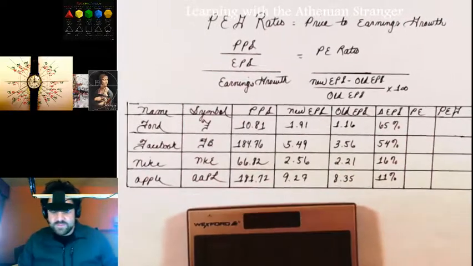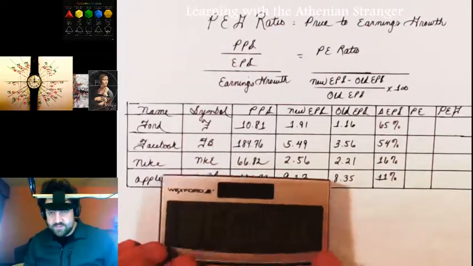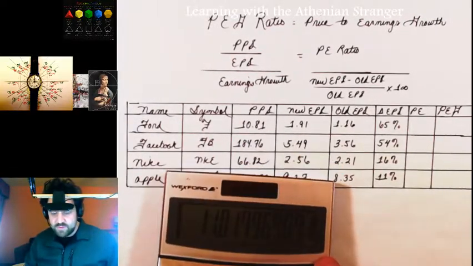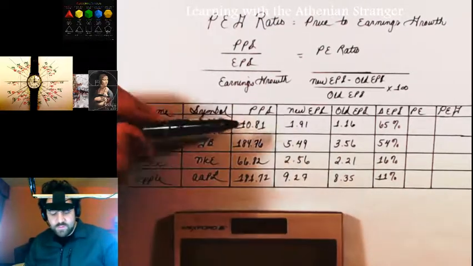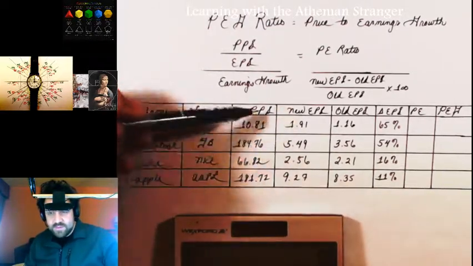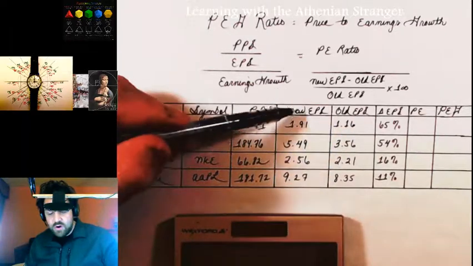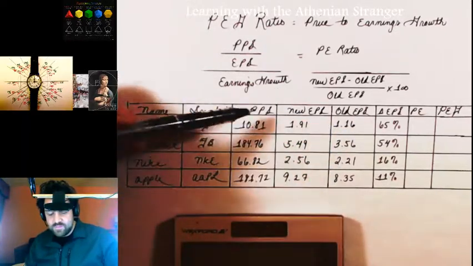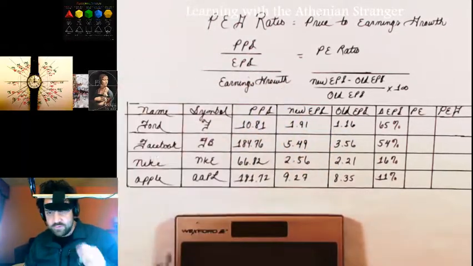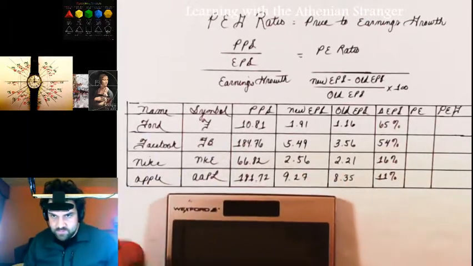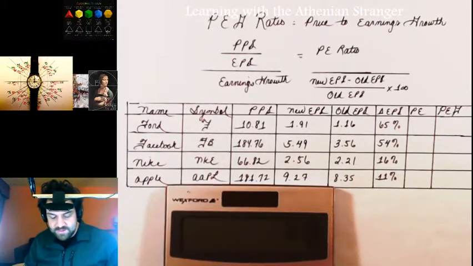Okay, now we're going to calculate the PE ratio. That gives us a whole number multiple of the price per share over the earnings per share. So what we're looking at for the PE ratio is this column here, price per share, over the new EPS. So this is our, from the other two videos, that's what we're calculating for the price per share over earnings per share. That gives us the PE ratio.